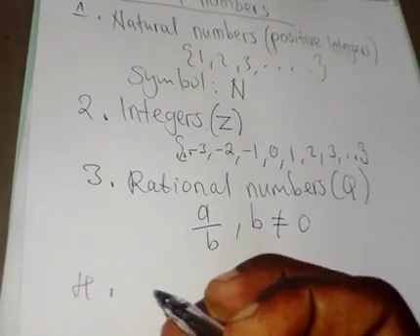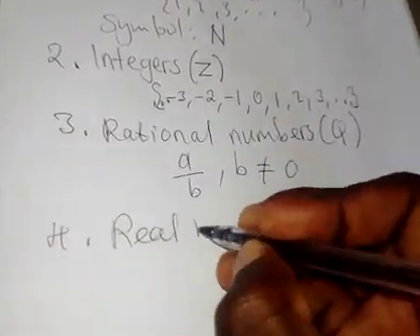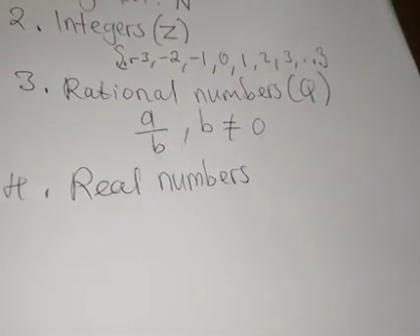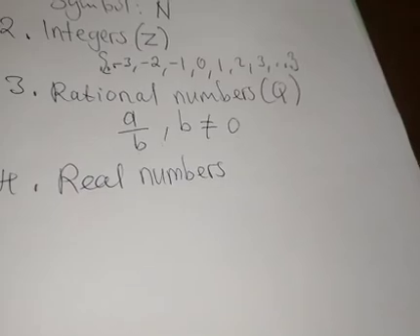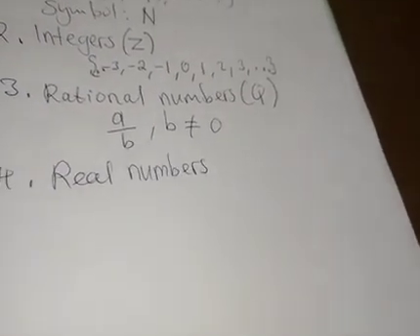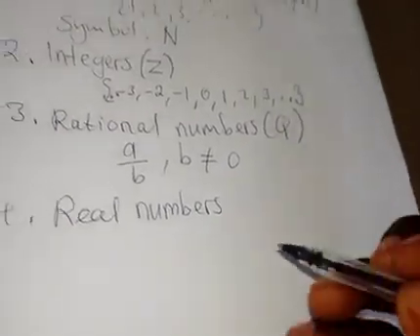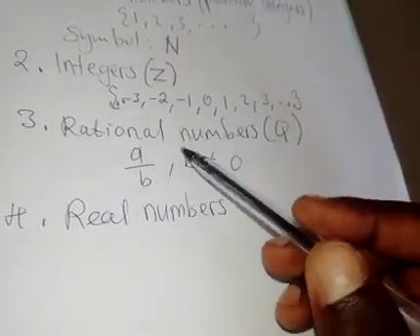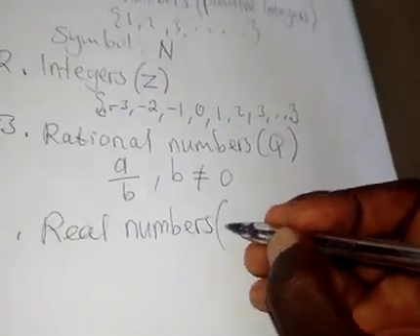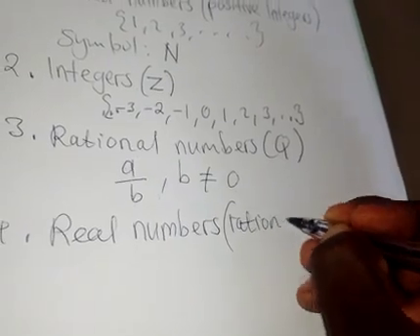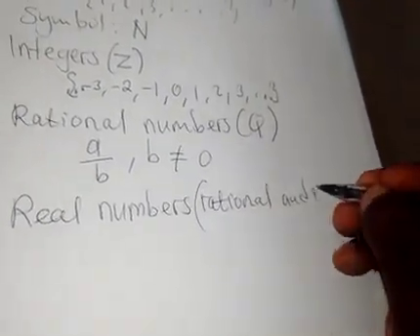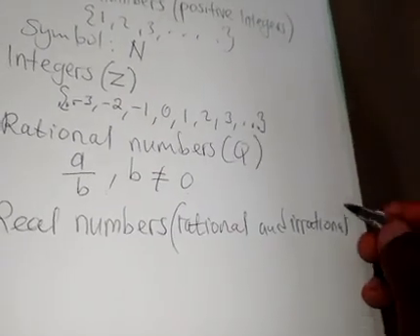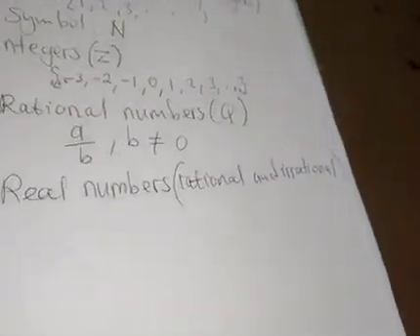Then we have real numbers. Real numbers include all rational and irrational numbers. Since for irrational numbers, we can't express them in the form A over B. So real numbers include rational and irrational numbers. Rational and irrational numbers, these are real numbers.